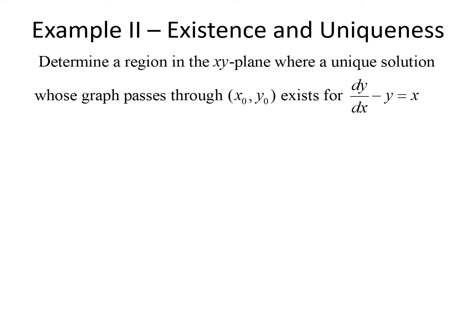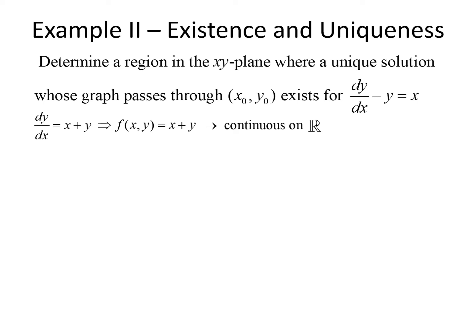dy/dx equals f of x,y. So we'll add the y to the other side. So dy/dx will equal x plus y. That means that f is x plus y. And so we can examine its continuity. That's always continuous. So it'll be continuous for all real numbers for x and for y.